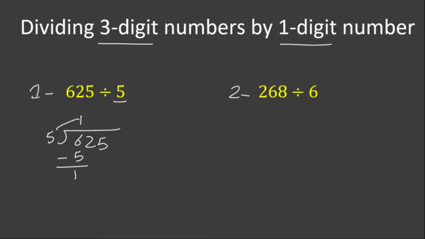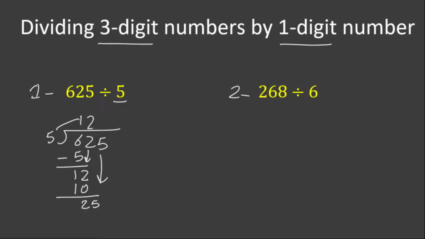The next step is to bring down the next digit. So we bring down 2, and again we look how many whole groups of 5 we can get out of 12, or almost 12. To look closely, we can get 2 whole groups of 5 out of 12. 2 times 5 is 10. So 12 minus 10 is 2. And again, we bring down the next digit.